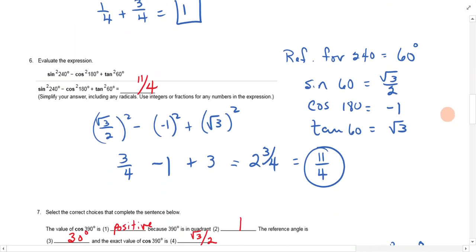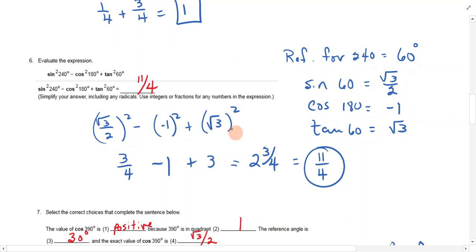Let's do the same thing with this one. Sine squared 240 minus cosine squared 180 plus tan squared 60. Well, 60 we know, and the reference for 240 is 60. 180 plus 60 gives us 240. So sine of 60 is that. Cosine of 180 is a quadrantal, -1. Tan of 60 is square root of 3.